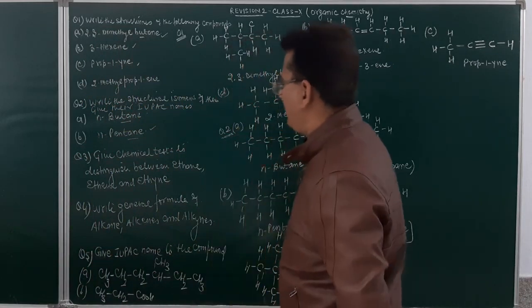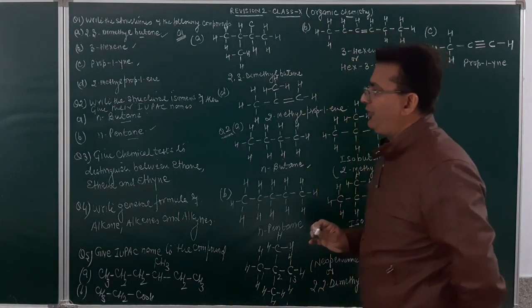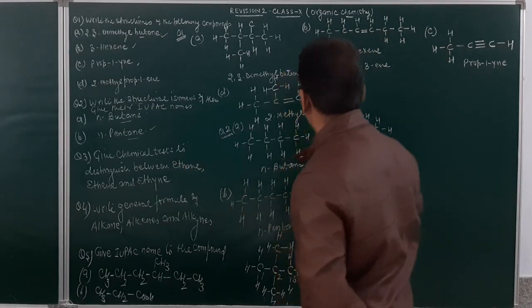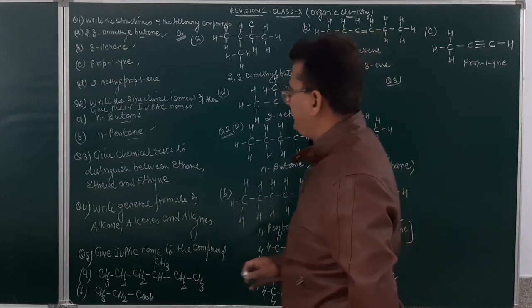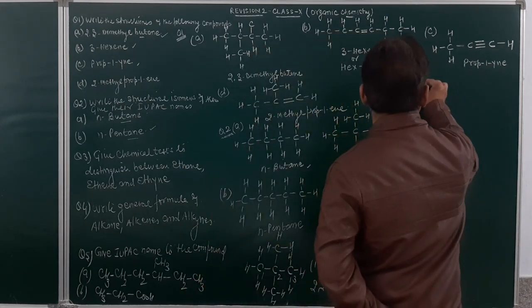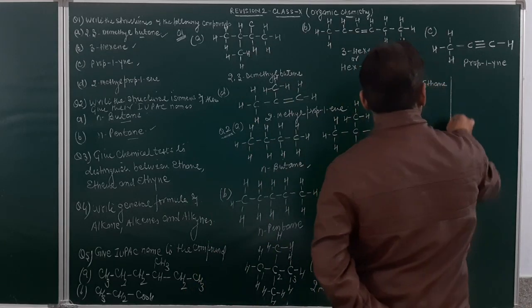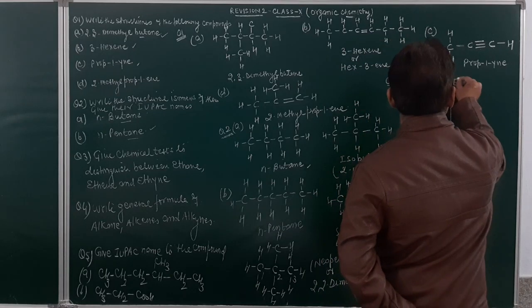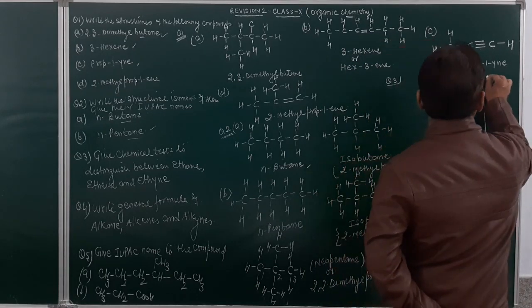Now look at question number 3. I think question number 1 and 2 must be very clear. Give a chemical test to distinguish between ethane, ethene and ethyne. So we will make a table over here. This will be ethane. Then we have ethene. And then over here we will write down ethyne.